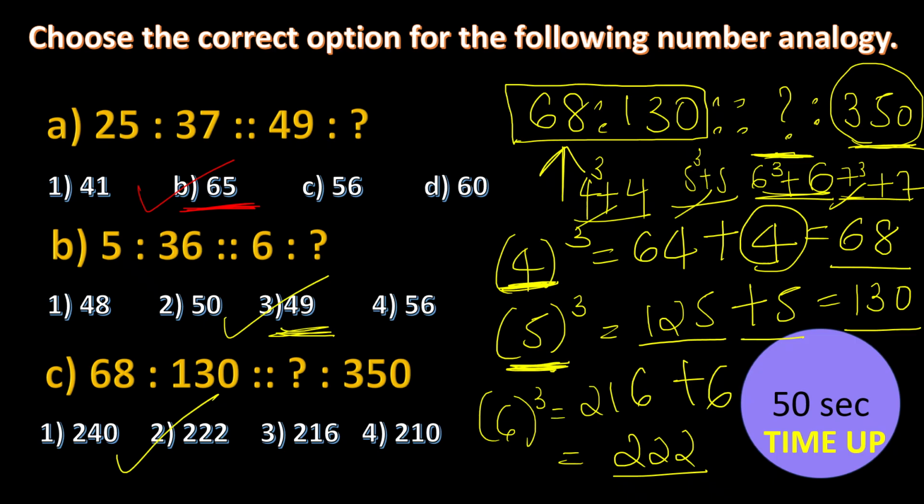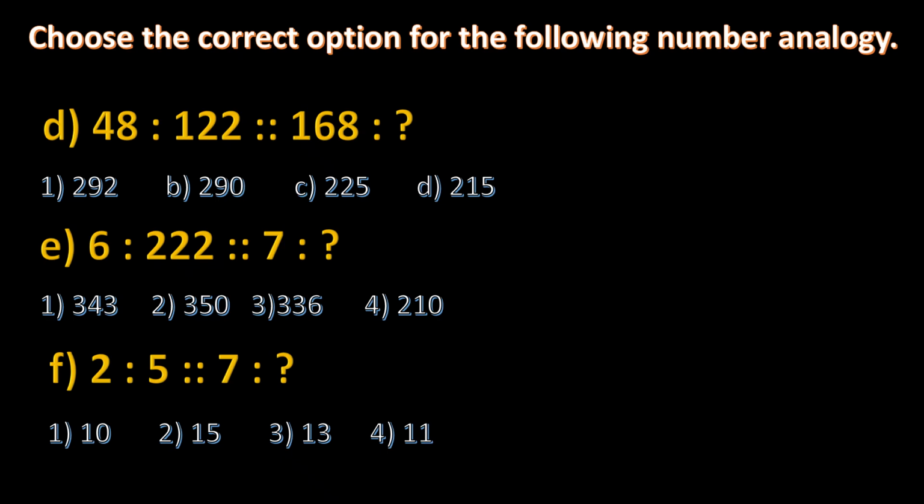Understand: if prime numbers don't work, go to square. If square doesn't work, go to cube. If nothing works, go to multiplication and then lastly to addition or subtraction. Okay, next three set of questions on your screen. Try to solve it. 50 seconds timer.